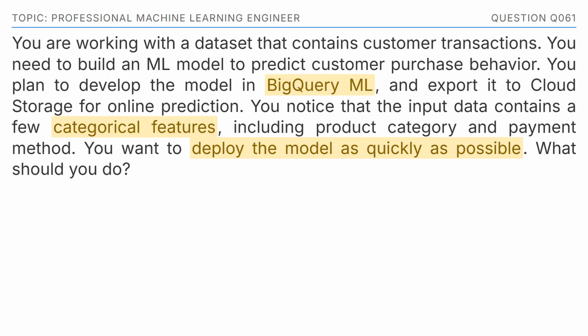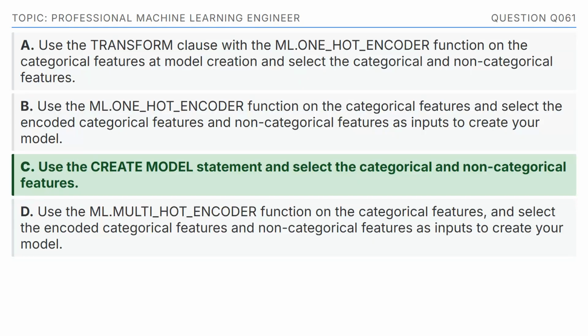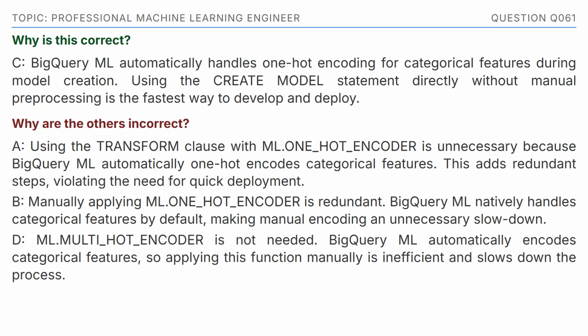To arrive at the correct answer, we focus on the keywords: BigQuery ML, categorical features, deploy the model as quickly as possible. The correct answer is option C. Use the create model statement and select the categorical and non-categorical features. Why is this correct? BigQuery ML automatically handles one-hot encoding for categorical features during model creation. Using the create model statement directly without manual pre-processing is the fastest way to develop and deploy.